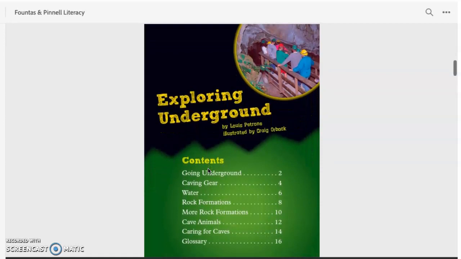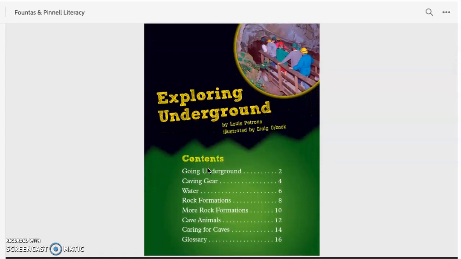And first of all, as you can see, this is the table of contents. Again, this is kind of like the title page. So you see the title, and then here's the table of contents. And if you are looking for particular things, you can just go right to that page. It'll tell you where those items are.